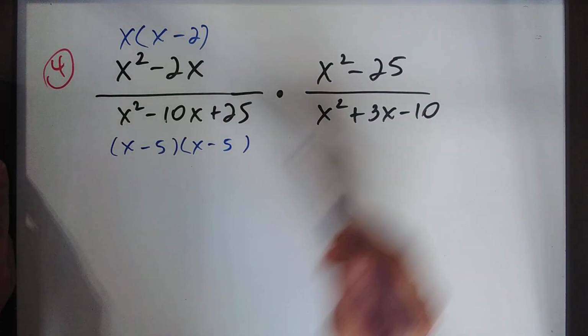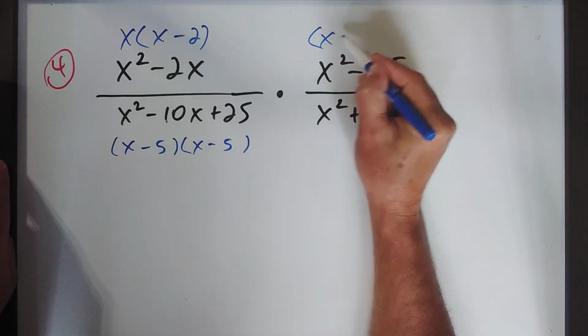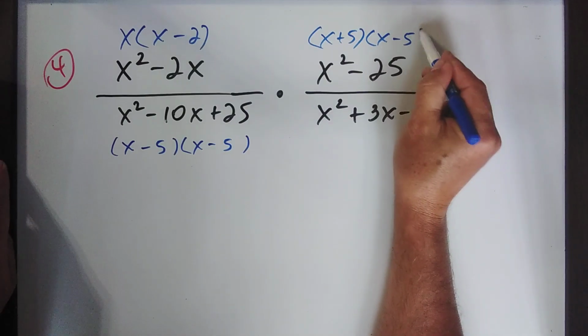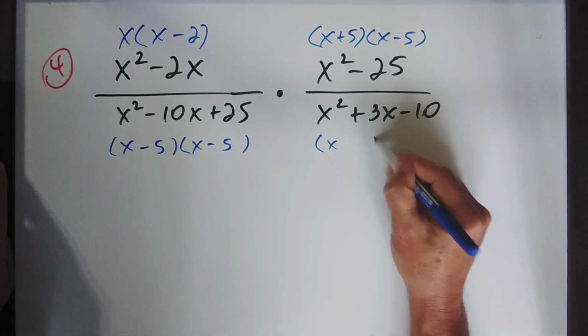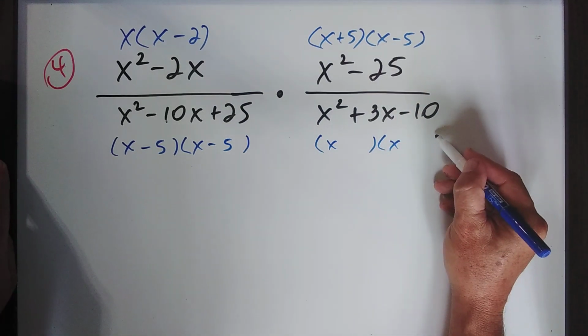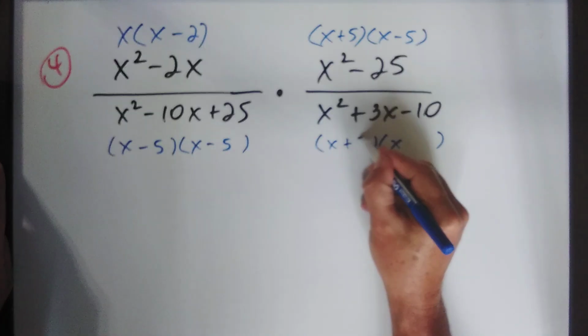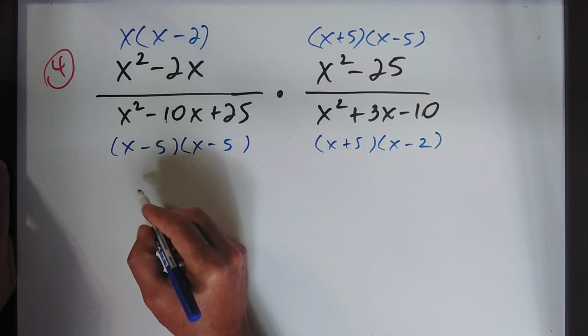So that's it right there. What about this one here? That is a difference of two squares. X plus 5, x minus 5. And this is the easy trinomial. Two numbers that give you negative 10 when you multiply, and add up to positive 3, that's going to be positive 5 and negative 2. Alright, so let's rewrite it down here.